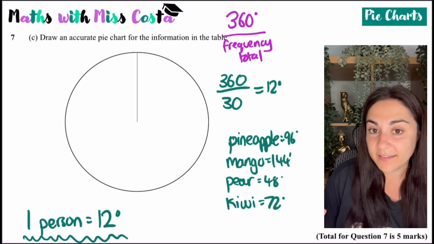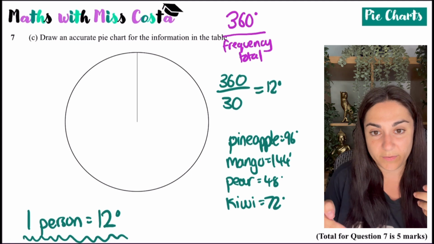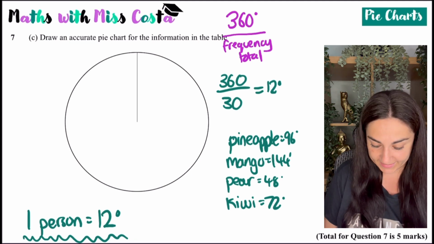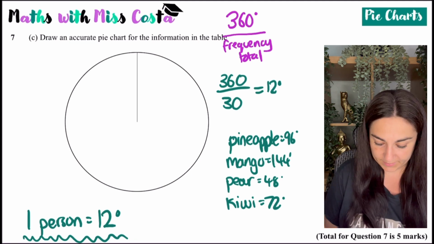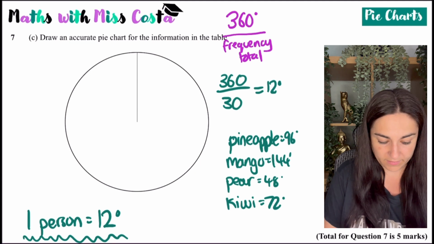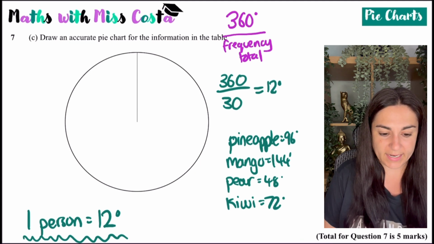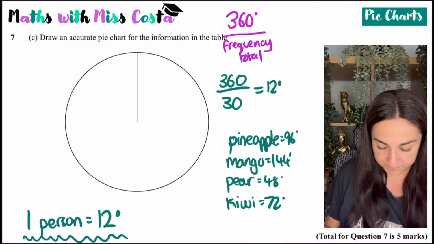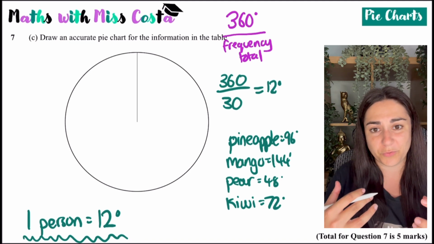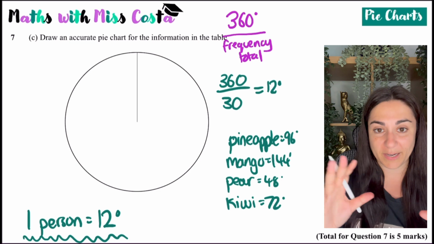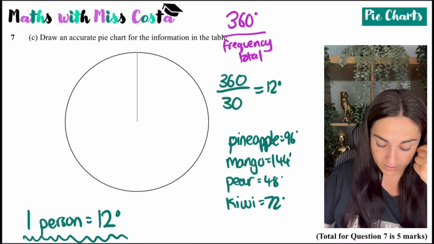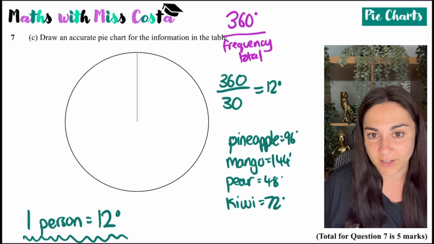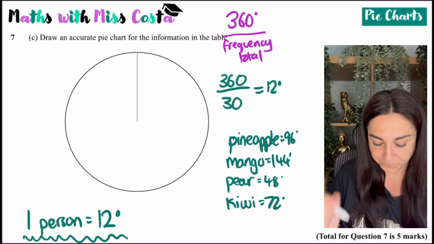So to double check that this is correct, all of your angles should add up to 360. So let's double check. 96 plus 144 plus 48 plus 72 is 360. So then you can feel confident that you've done this right. Also, if your pie chart, when you draw it, won't join up, that's a big red flag that you've done something wrong. So just recalculate it, because you might have just typed something in wrong into your calculator.